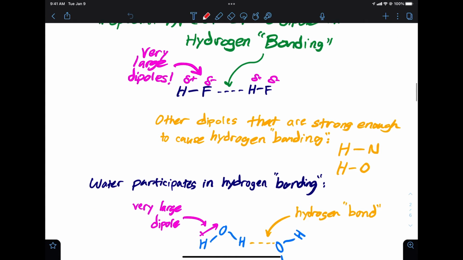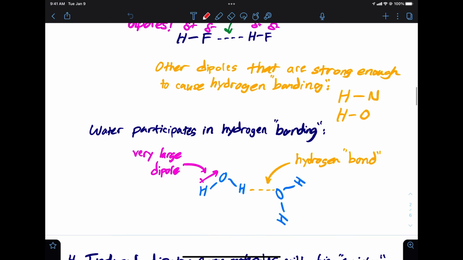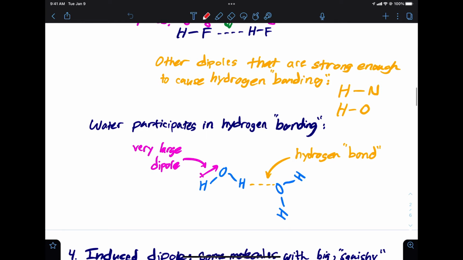So water does this. Okay, I've got a picture of two water molecules interacting here. As we said, an OH dipole is very strong. So the positive end of the water, the H end, will interact very strongly with the O end of another water molecule. Right? So that's the dipole interaction between an OH and another OH. So that's a hydrogen bond.